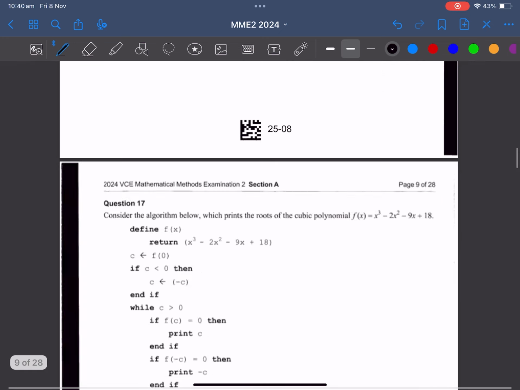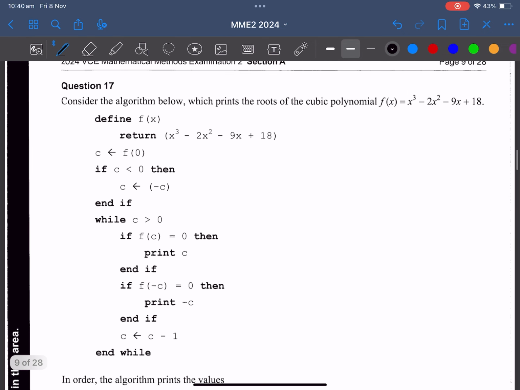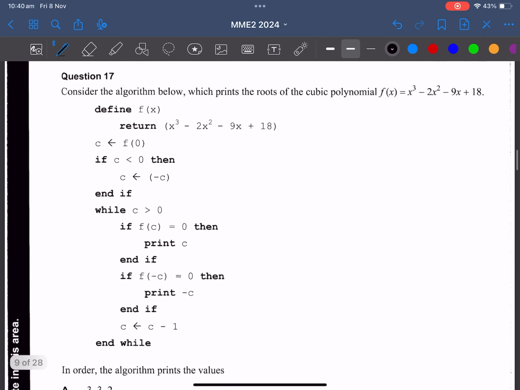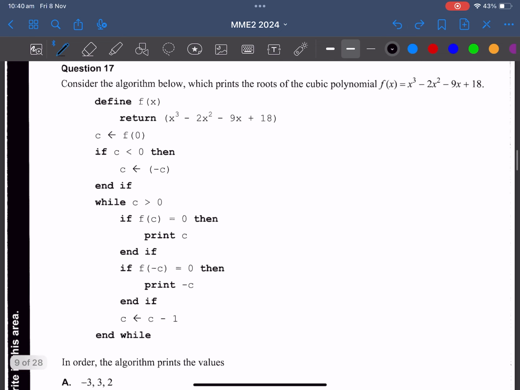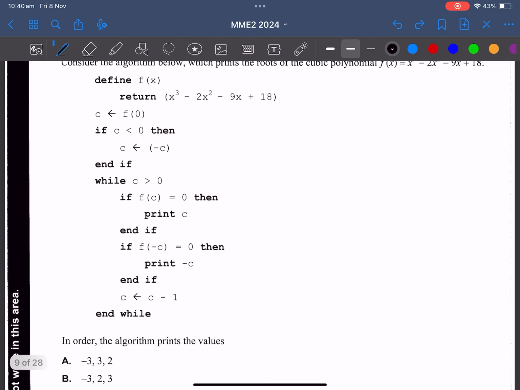Alright. Question number 17. Okay, so we have the pseudocode here. Consider the algorithm below which prints the roots of the cubic polynomial. Okay, so define f of x, return this. So c is f of 0. Okay, if c is less than 0, then c is minus c. Okay, while c is greater than 0, which is the case for our one because 18 is greater than 0, print c, and if f of minus c is 0, then print this, and c is c minus 1.